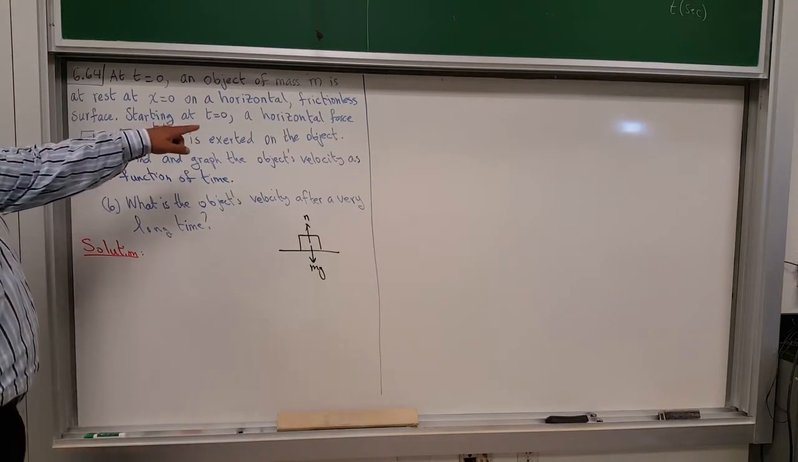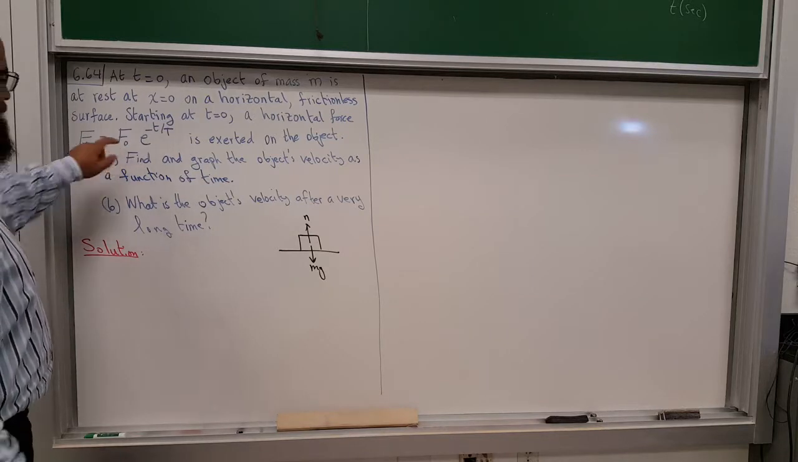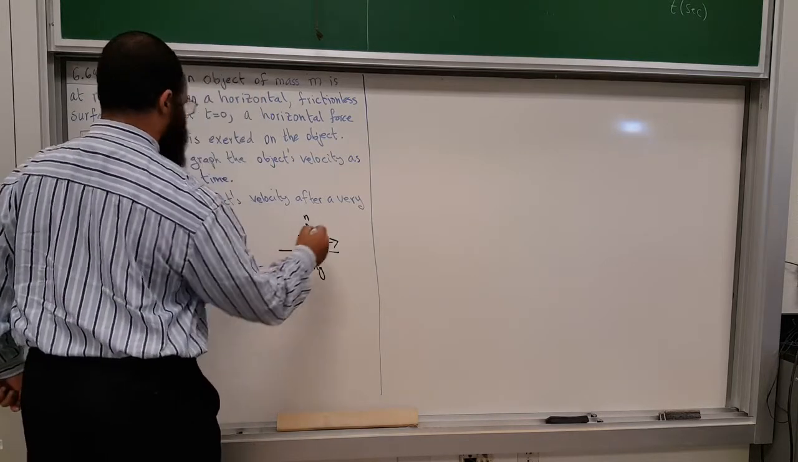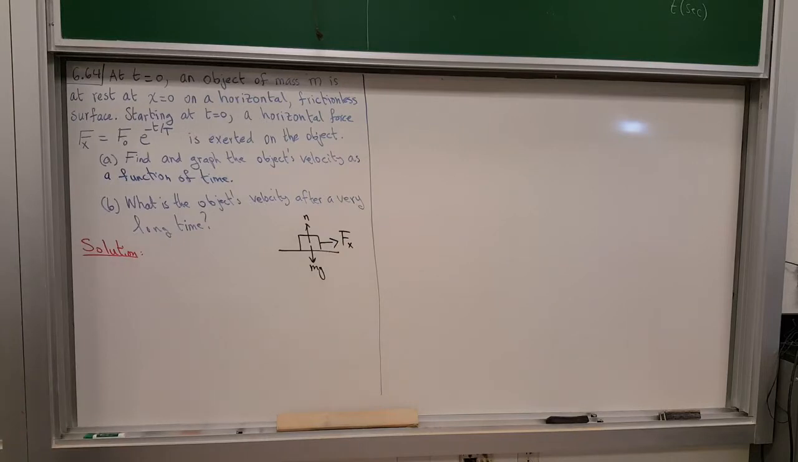Well, starting at t equal to 0, a horizontal force Fx equal to this thing, then you start applying a force, Fx, to it. And so when you apply a force, it will accelerate in the x direction. And the question is, what's the object's velocity, and then graph it. And then what is the object's velocity after a very long time.